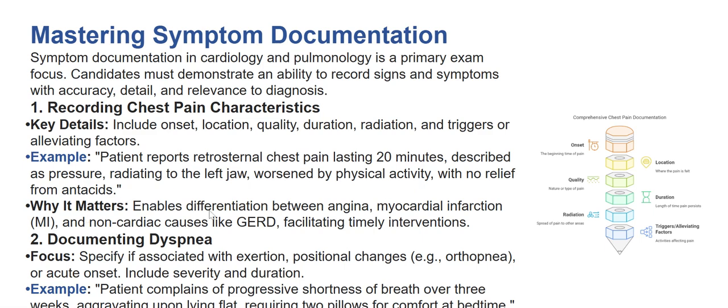Why it matters: it enables differentiation between angina, MI (myocardial infarction), and non-cardiac causes like GERD (gastroesophageal reflux disease), facilitating timely interventions. Documenting dyspnea or shortness of breath. Focus here: specify if associated with exertion, positional changes, for example orthopnea, or acute onset; include severity and duration. Example: patient complains of progressive shortness of breath over 3 weeks, aggravated upon lying flat, requiring two pillows for comfort at bedtime. Relevance: this supports differential diagnoses such as heart failure, asthma, COPD, or interstitial lung disease.